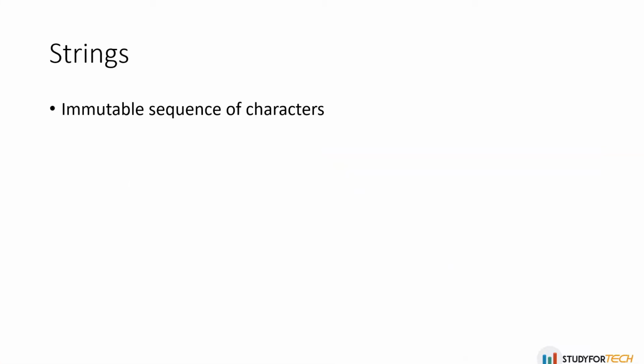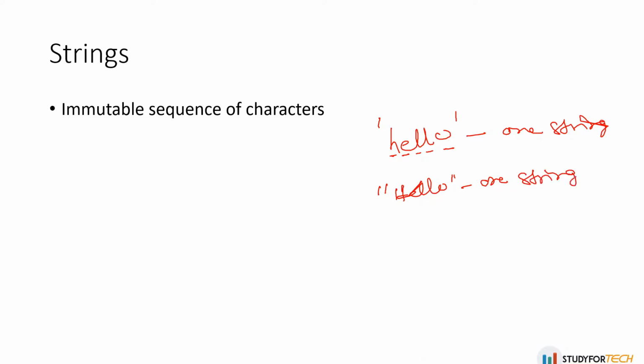A string, as we know, is a collection of characters, and you can see if we write hello like that, this is also one string, and this is a collection of characters. In double quotes also, if you write hello, then this is also one string. And the important feature of this string is that it's an immutable sequence of characters.